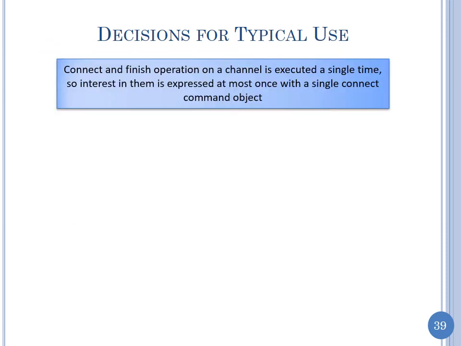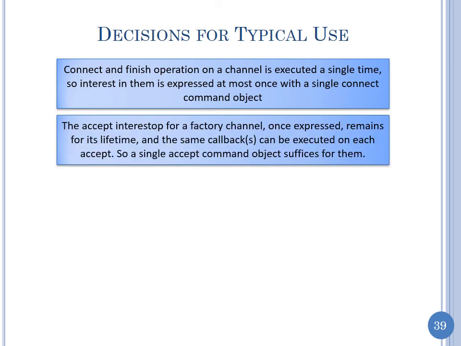And then the connect and finish connect operations are executed a single time. So interest in them is expressed at most once with a single connect command object. Okay, we don't need multiple connect objects for a channel, because we're not going to connect the channel multiple times to different servers. Okay?